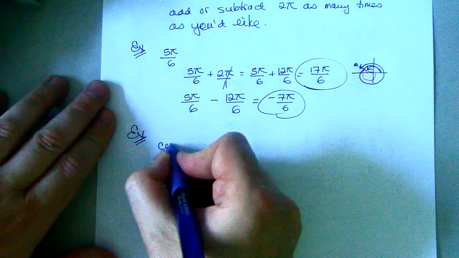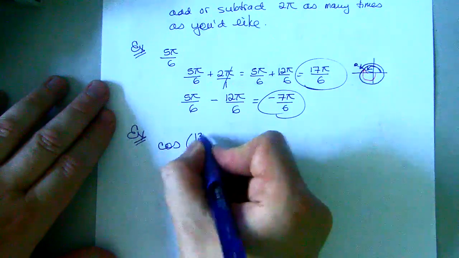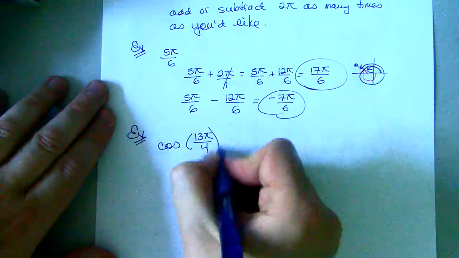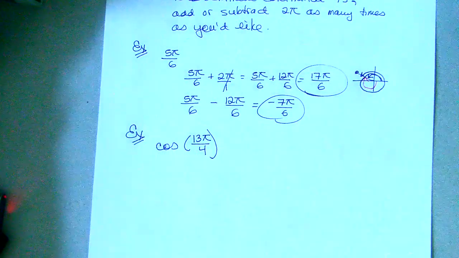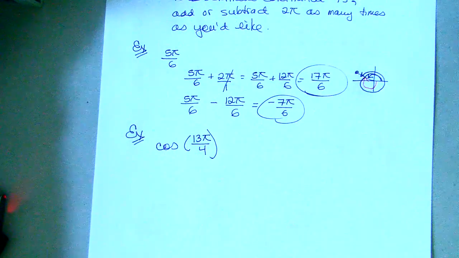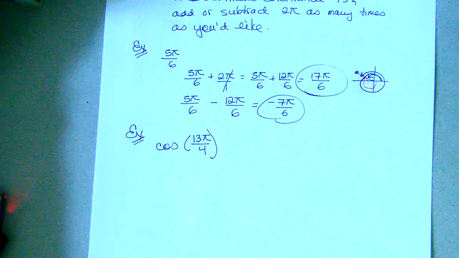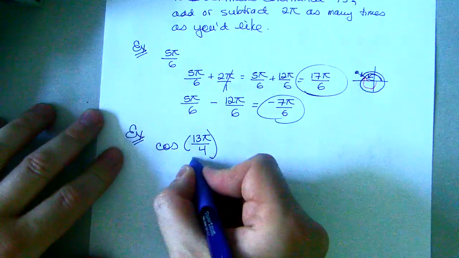Let's take a look at this one. Let's do the cosine of 13 pi over 4. That is bigger than 2 pi. 2 pi would be 8 pi over 4. So the first thing I want to do is find a coterminal angle.